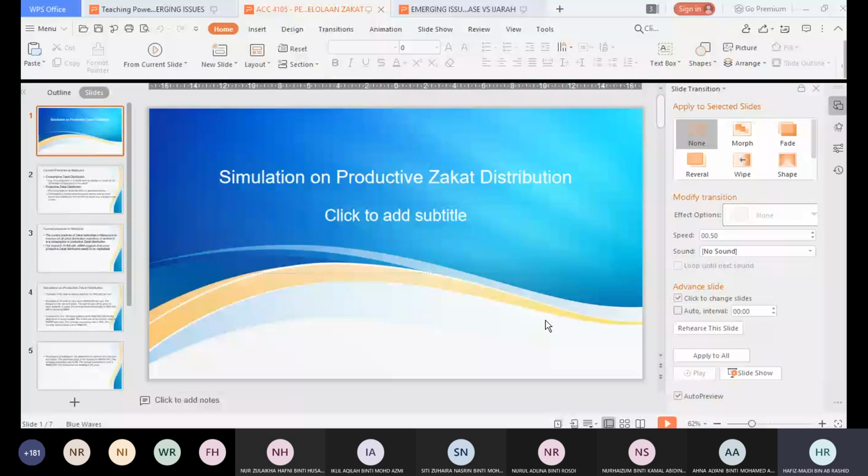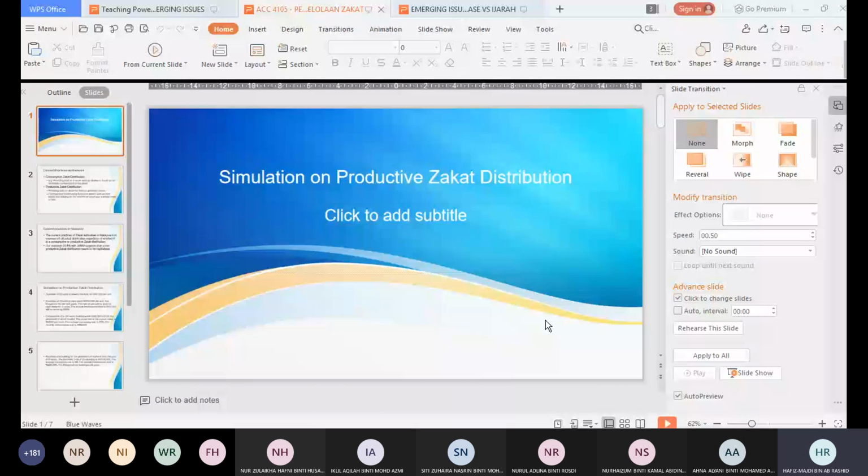Can you see now? Can you see the slide? Yes, sir. Yes. Okay.